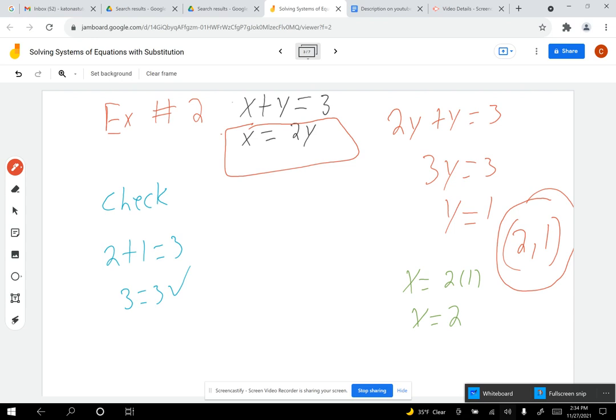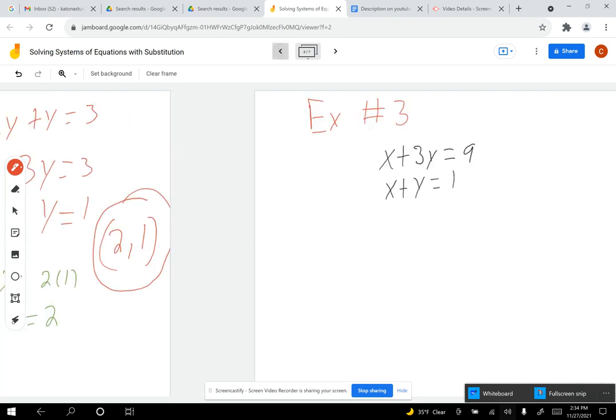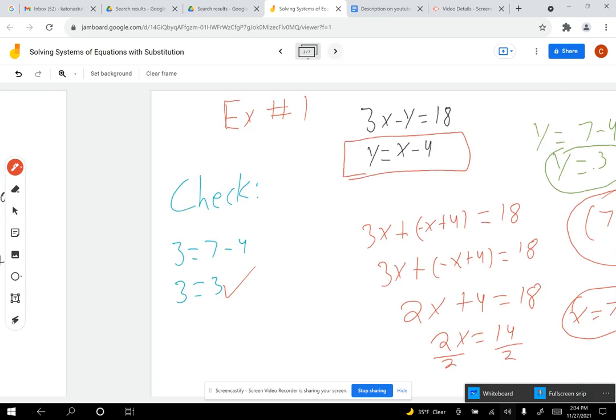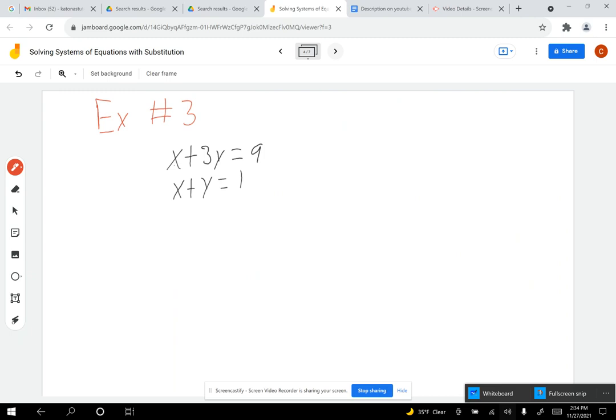Now, I bet you're thinking to yourself, this is pretty easy. It is when they give you the equation. So I want to go back for a second. Remember, in step 1, I said manipulate the equation if needed. Let's go back to the fourth page, my bad. Let's go back to example number 3. Look at how neither equation is set to one variable. That's where you're going to have to manipulate the equation.